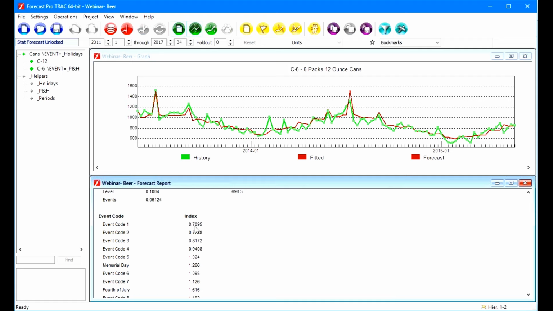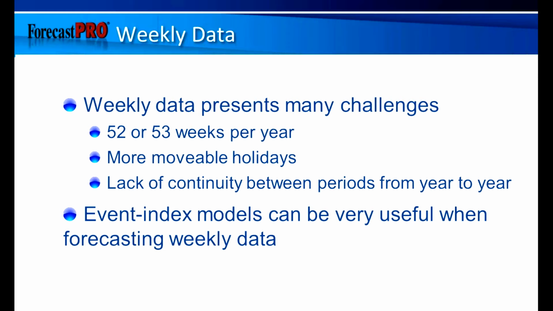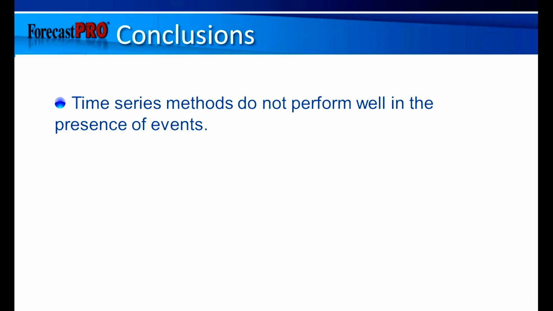So this event code of just under 0.71 means that in the first 4 weeks of the year, because of seasonality, we expect sales to be about 29% lower than the rest of the year. So this can be really helpful when you're working with weekly data because it does help you to simplify the model. So let's jump back to the slides yet again, and we're ready to summarize this a little bit.